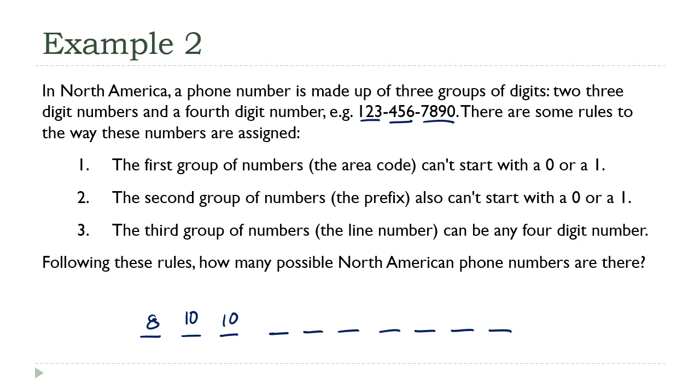Okay, the second group, the prefix, this works the same way. It really is the same rule. It can't start with a 0 or a 1. So this is also going to have 8 choices for the first digit and 10 choices for the remaining 2. And the third group, anything goes. I can put anything I want in here. So these are going to be 10, 10, 10, and 10. Excellent. Now I know what my options are for each of the 10 choices that I have to make.